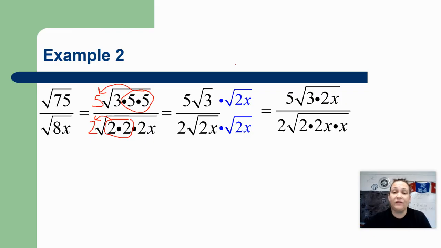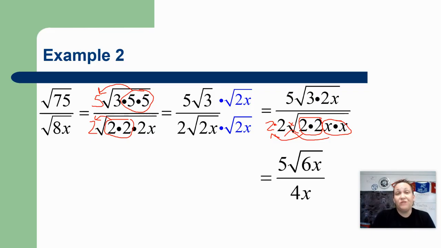On the top, I have an outside 5, and I have an inside 3, 2, and x. None of my inside stuff is pairs. That's okay. On the bottom, I have an outside 2. I do have a pair of 2s on the inside. One of those will go out and multiply with the 2 that was already out here. And then I also have a pair of x's on the inside. So one of those will go out. And now I've circled everything inside of my radical on my denominator. So I will no longer need a radical in my denominator.